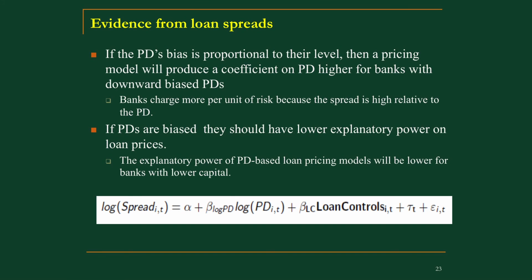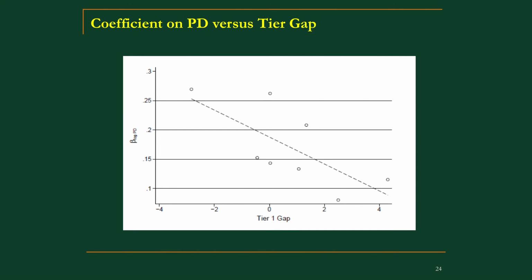And again, the sample drops because we don't have enough data for all of the banks. So we have now only 8 banks. So don't kill me because of that. Yes, I'm aware, it's a small sample. But still, it's interesting. So here I'm just plotting the coefficient on the probability of default of the loan.